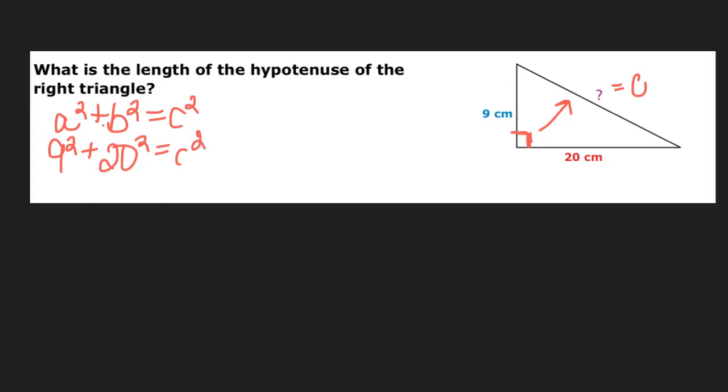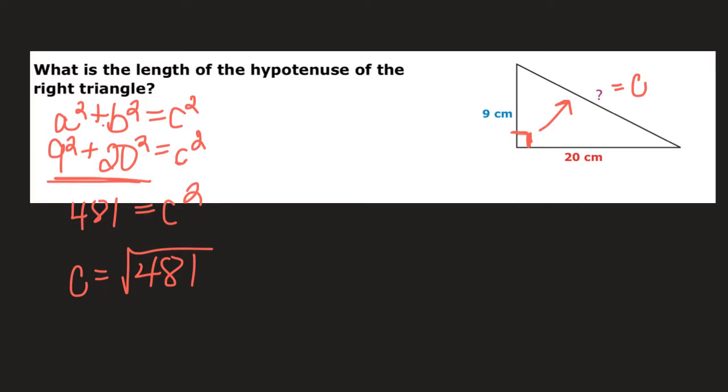Now, the fewer calculations we do, the fewer opportunities we have for mistakes. So I'm going to do 9 squared plus 20 squared. I'm going to do that in one step. If you're not comfortable doing that, that's okay too. You can square them separately and then add them together. But I'm going to do this in one step, and I get 481. Okay, now I do not want c squared. I want 1c. So to get rid of that squared, I'm going to take the square root.